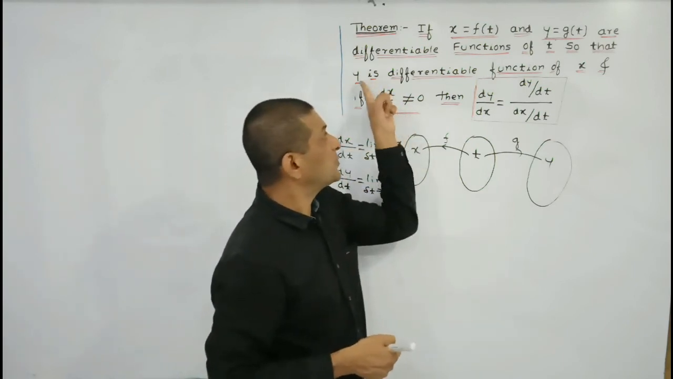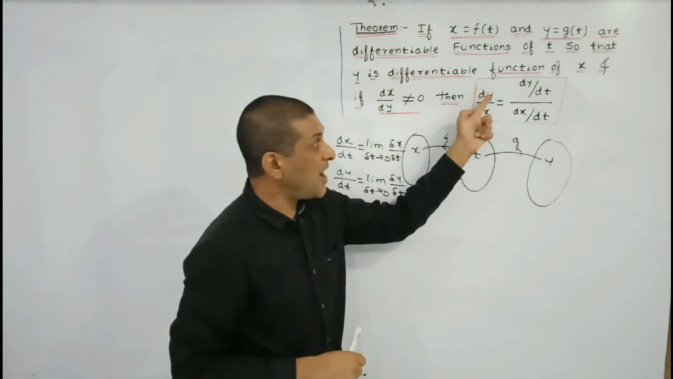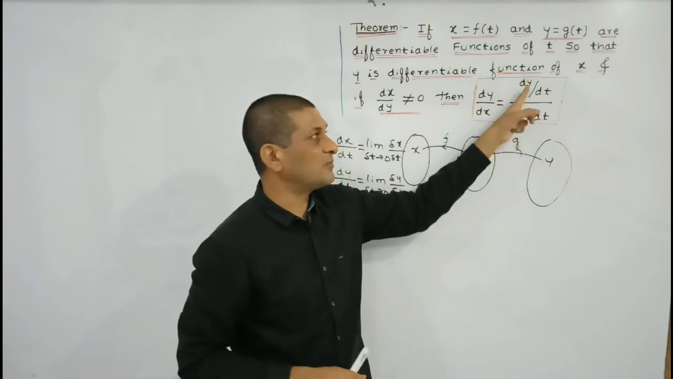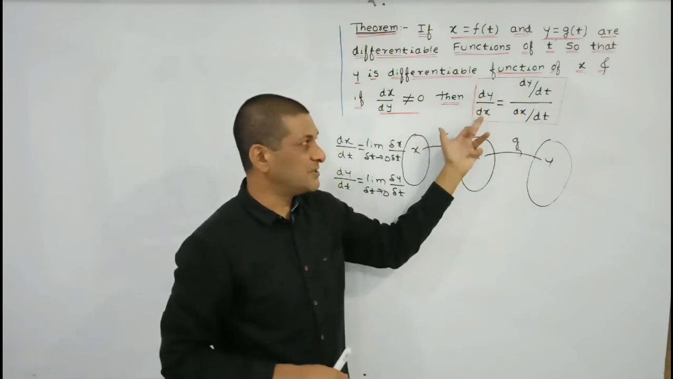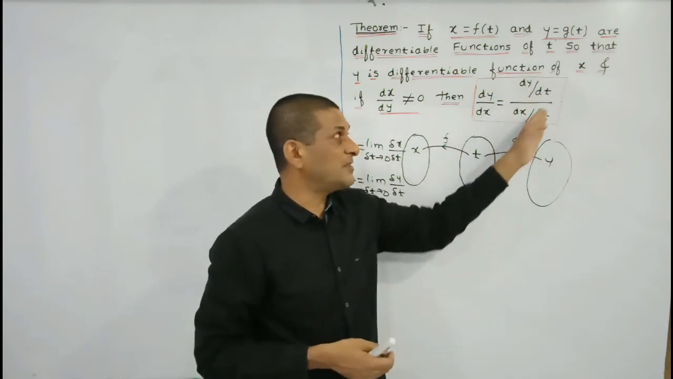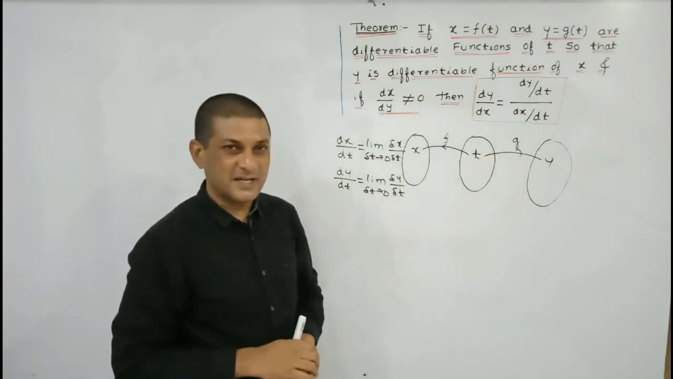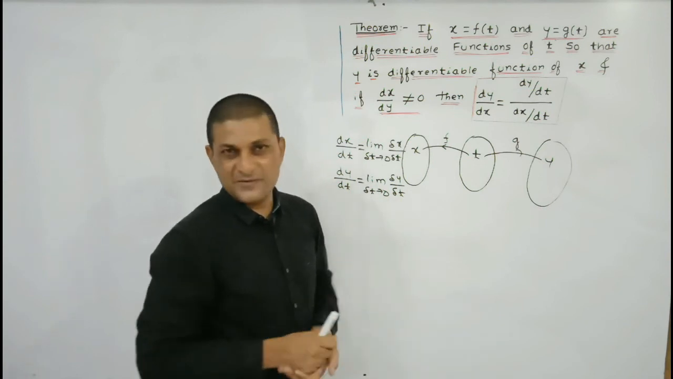Using which we have to prove that y is a differentiable function of x. And what do we have to prove? y is a differentiable function of x and its derivative is given by this formula, dy upon dt divided by dx upon dt. We have to prove that y is a differentiable function of x, and to find this differentiation we have to apply this formula, dy upon dt divided by what? dx upon dt. So let us try to prove this theorem using the given conditions.